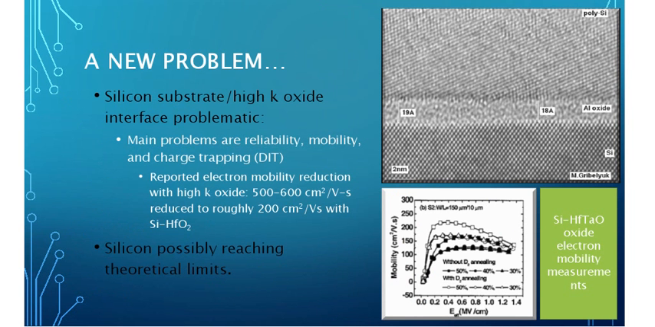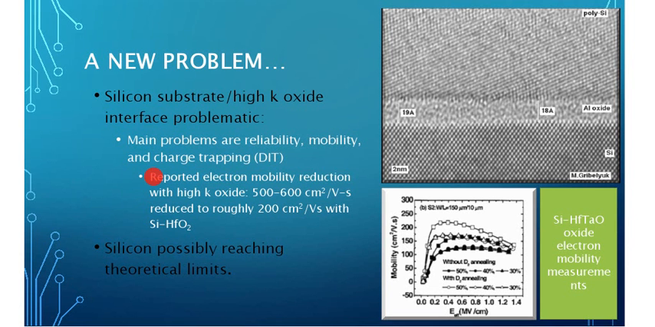You now run into the problem of how do you interface traditional silicon with high K oxides. This forms problems with reliability, how long does this thing last, mobility, the cut down on the electron mobility, and charge trapping, or DIT as it's called, density of interface traps. Density of interface traps really affect your device's performance. If you have a lot of interface traps, it's going to really ruin your device.